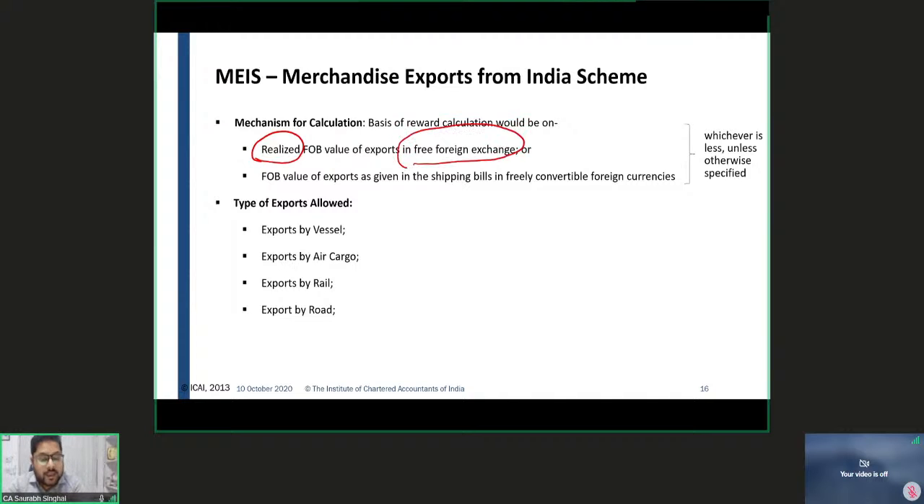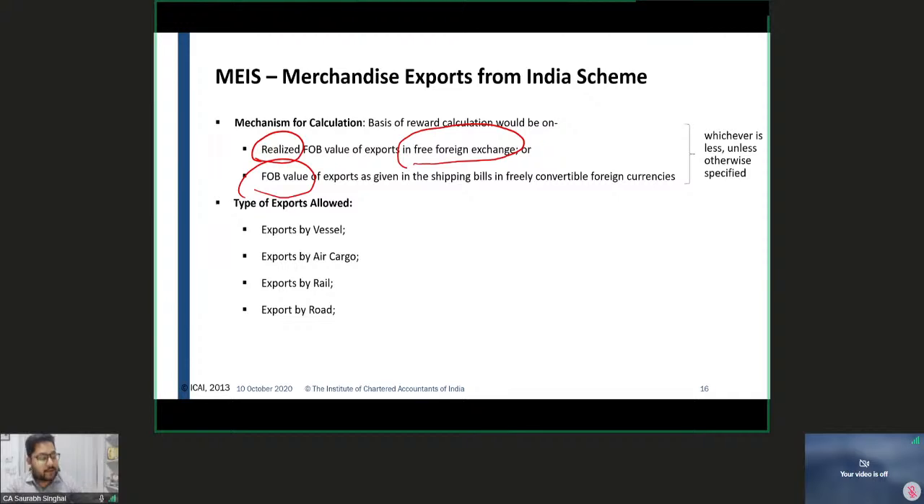exchange, or FOB value of exports as given in the shipping bills in freely convertible foreign currency, whichever is less. Whichever is less. So in case you have received advance, you will not get scrips on the advance amount. You will get scrips on that advance amount whenever you issue the invoice for that amount, or file the shipping bill for that amount.